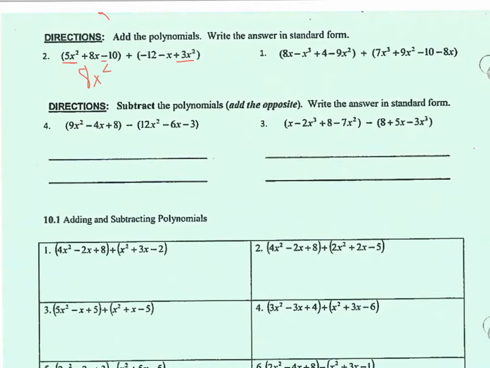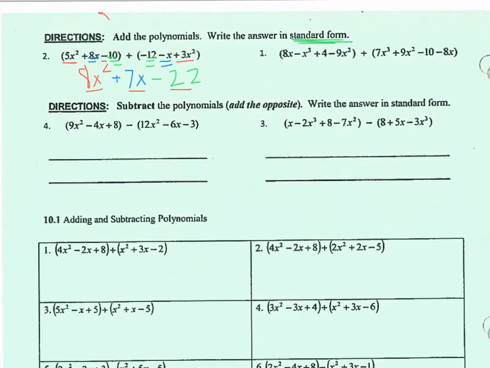And then I'm going to look at my x terms. I have 8x and negative 1x. So in total, I have 7x. And then lastly, I look at my constants, and I have negative 10 and negative 12, which give me a total of negative 22. And the answer did ask me to write it in standard form, so that's why I went from degree 2 down to degree 0, so that it goes 2, 1, 0, because standard form is from greatest degree to least degree.